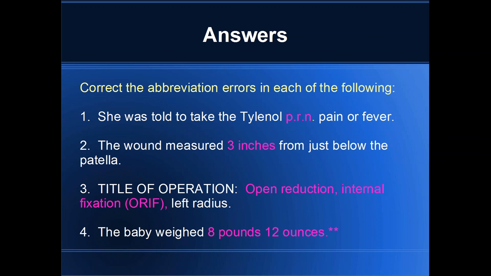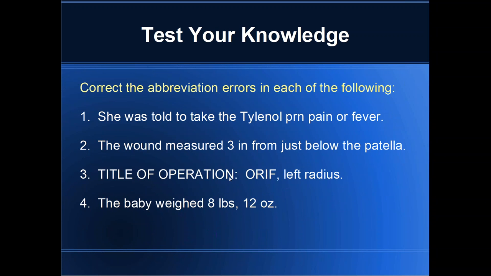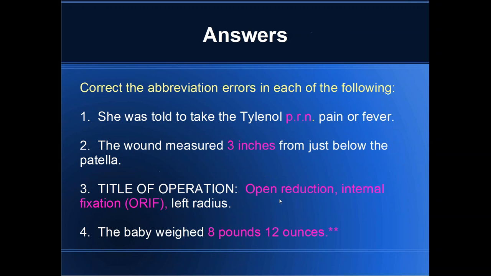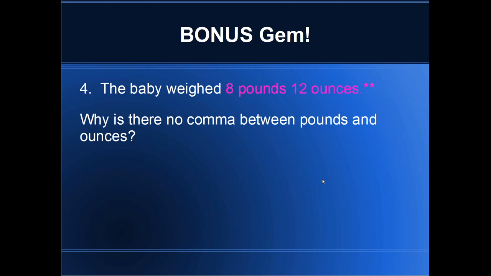Now, the fourth one is where we have another little bit of a gem. The baby weighed 8 pounds, 12 ounces. And there you'll see, if I go back, that it was not only abbreviated, but it also had a comma there. And here in the actual answer, it has 8 pounds, no comma, 12 ounces. Why is that? Why is there no comma between 8 pounds and the 12 ounces?